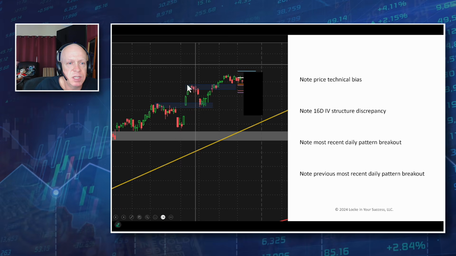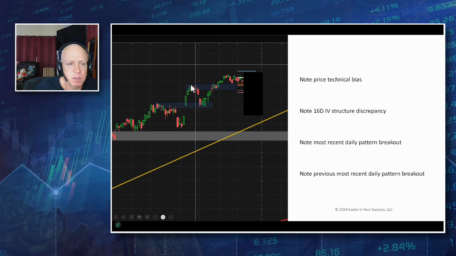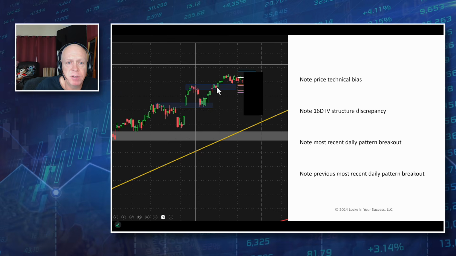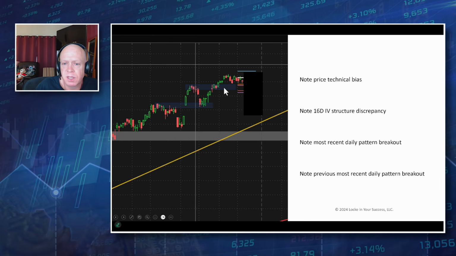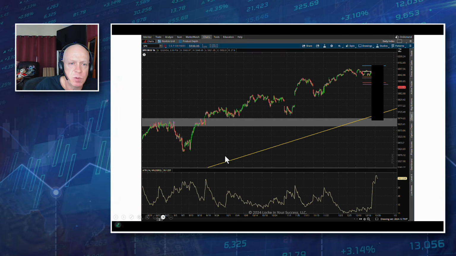Our most recent daily pattern breakout is here. We have a nice cup and handle pattern, which puts our support level right here in the blue area. All right, so moving on.